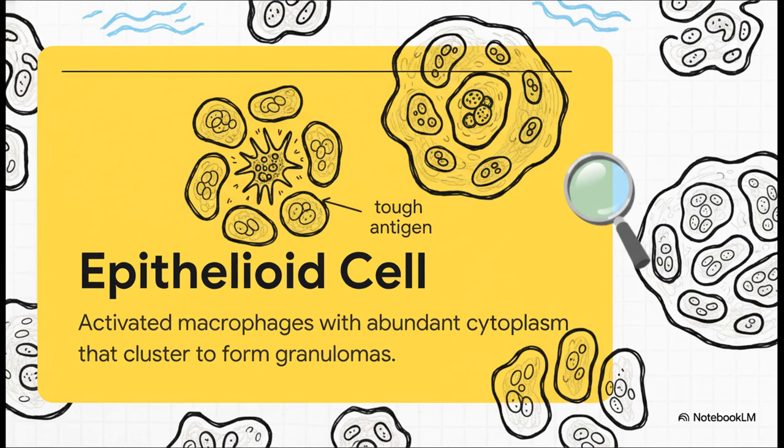The foundational building block of a granuloma is the epithelioid cell. Think of these as activated macrophages that have developed abundant, pale-staining cytoplasm, making them look somewhat like epithelial cells, hence the name. When an antigen is just too tough to destroy easily, these cells cluster together to wall it off, forming a granuloma, and they frequently fuse together to form these massive, multinucleated giant cells.